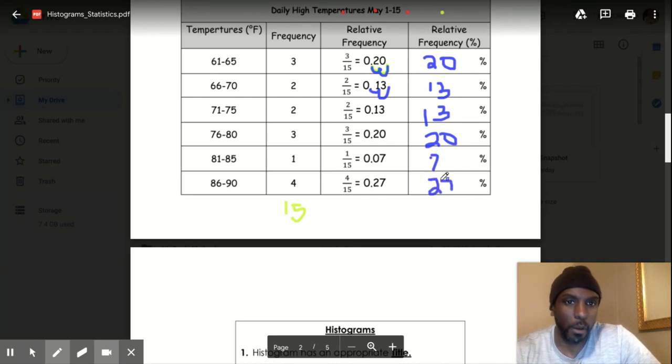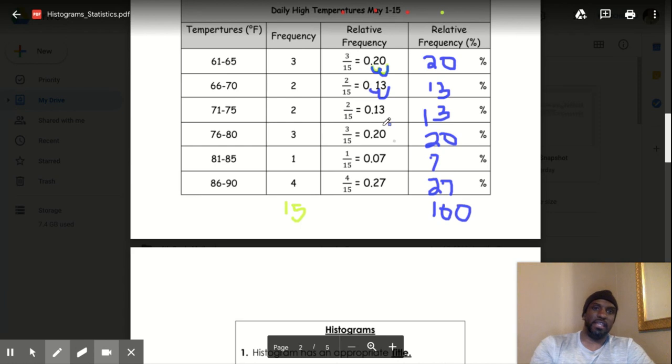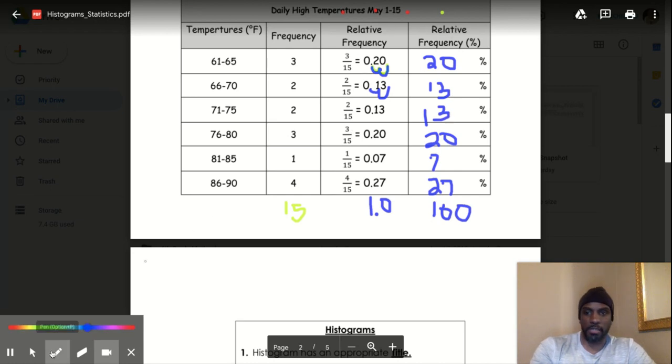If you add all of these percentages up, you should get 100%, okay? Because the total is 100% of the 15 days that you look at. If you add up all of these decimals, you should get 1.0 or 1.00, okay? All right, so the relative frequencies are here, and here are the relative frequency percentages. We'll talk about that more on Friday and Monday, okay?